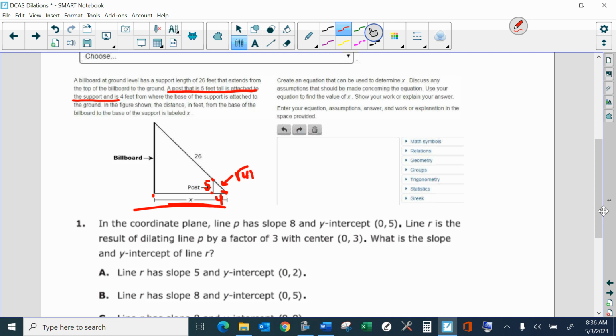And so corresponding sides, I'd have 4 compared to x, meaning the whole thing, equals square root of 41 compared to 26 being its entire length. I cross multiply: x square root 41 equals 104. And last step, divide by square root of 41 on both sides. And that's going to be my answer.